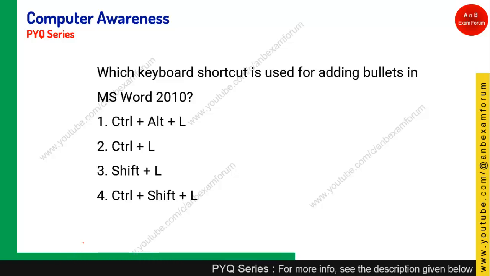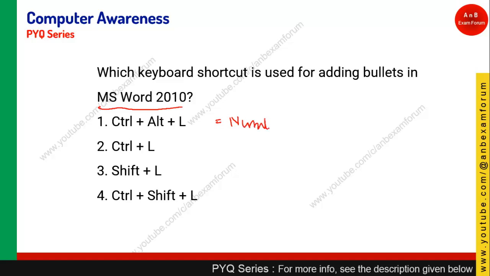The question says, which keyboard shortcut is used for adding bullets in MS Word 2010? From MS Word, MS Excel and MS PowerPoint, these are the 3 important topics where you will more specifically get 1 question from the keyboard shortcuts. So for this particular question, let's see one by one. Control plus Alt plus L. You should know this shortcut key is used for numbering, not for bullets.